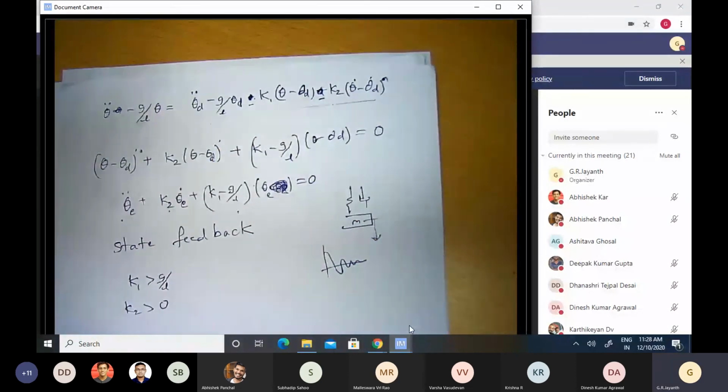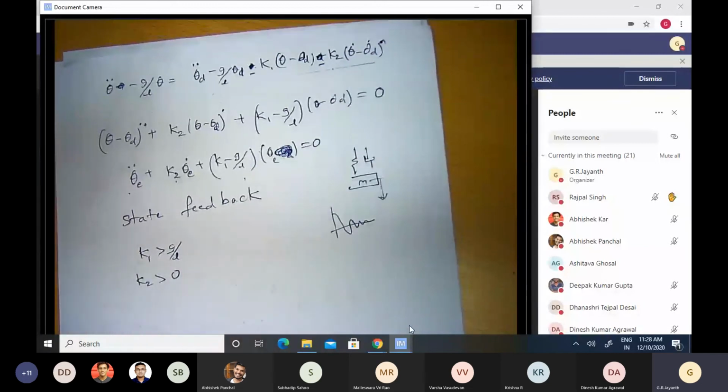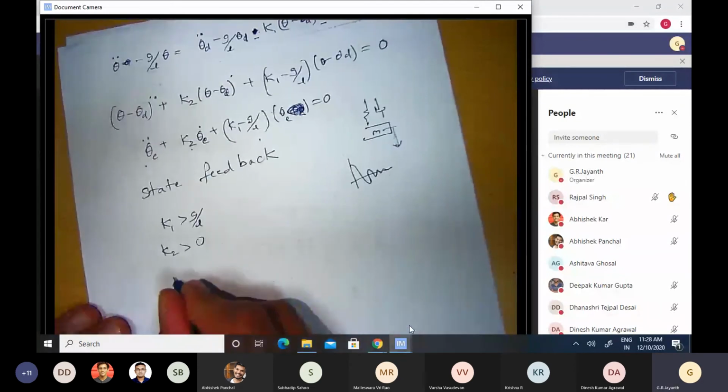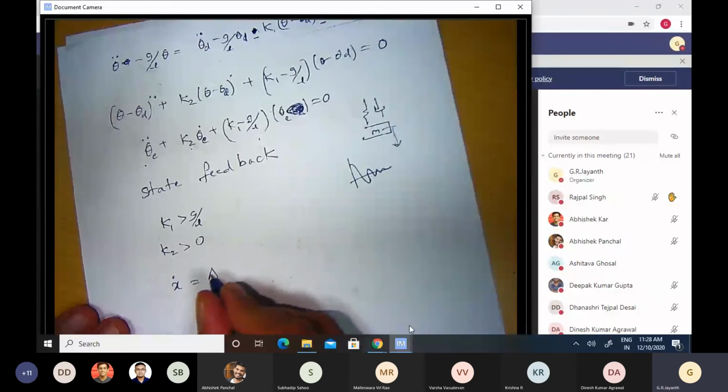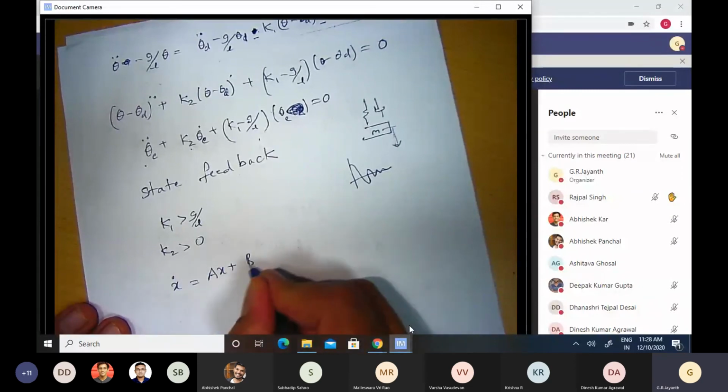So I have shown for a very special case, that of a pendulum, how you can alter its dynamics by using state feedback. And let us make this a little bit more general. We have the original system to be a general linear system of the kind x dot is equal to Ax plus Bu.